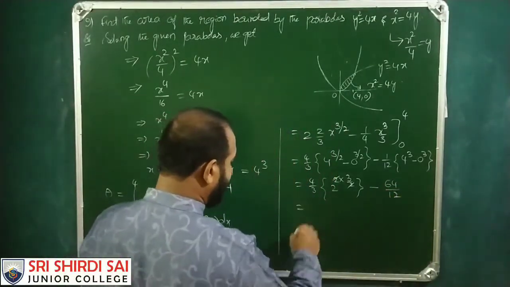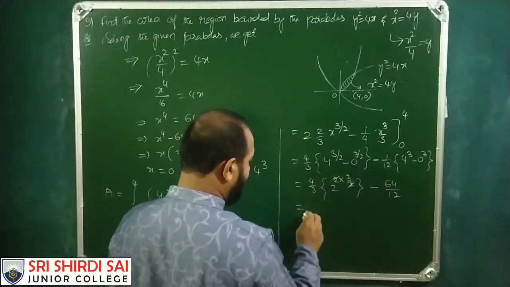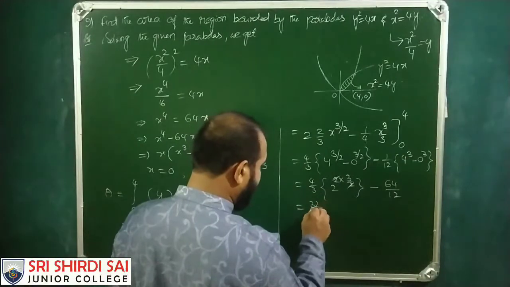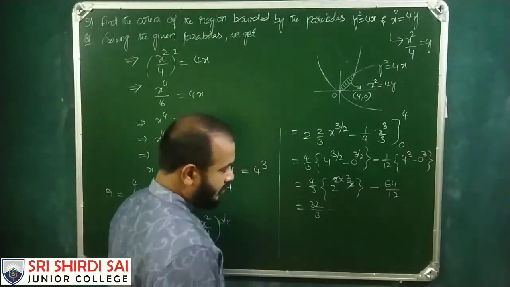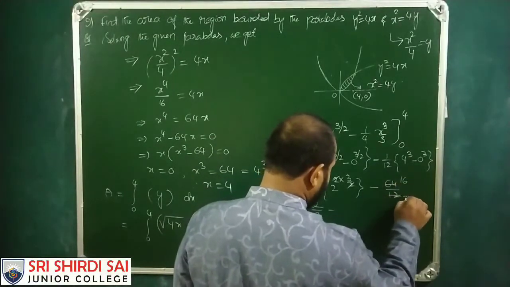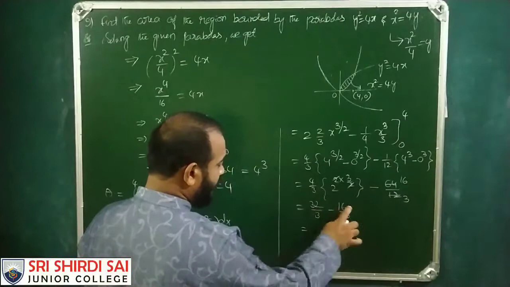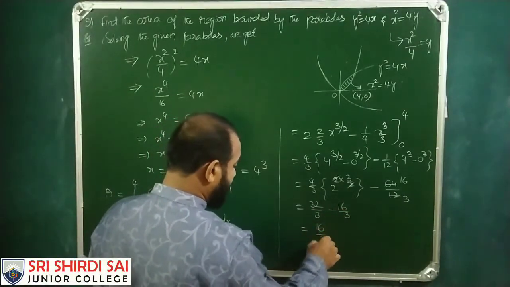Now this is 2 cube is 8. 8 4s are 32 by 3 minus 4 16s are 4 3s. This is 16 by 3. So 3 LCM, 32 minus 16, 16 by 3 square units.